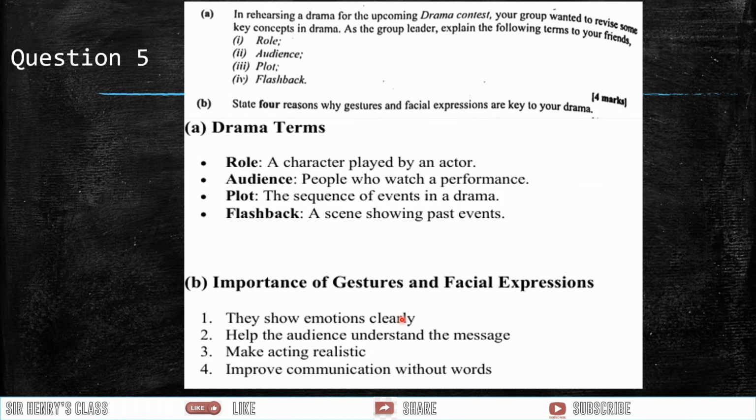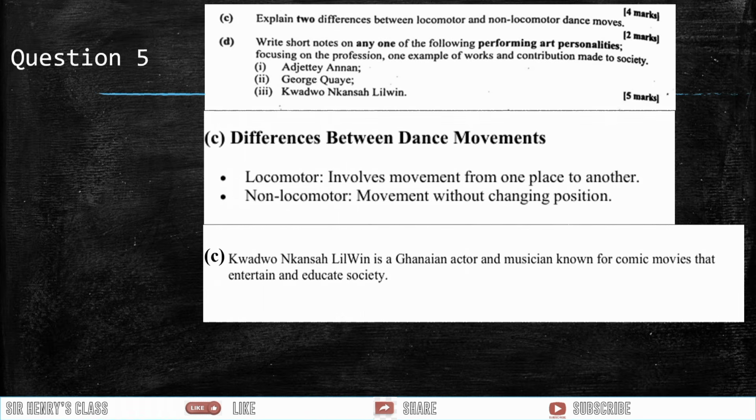Importance of gestures and expression. They show emotions clearly. They help the audience understand the message. It makes acting real. It also improves communication without the use of words.